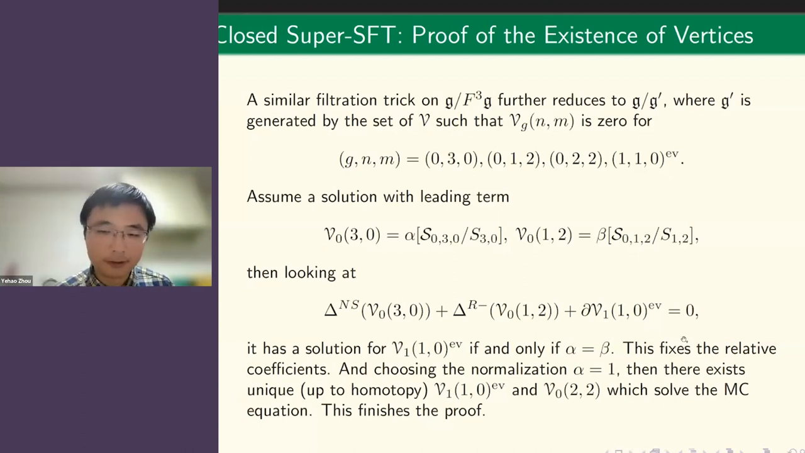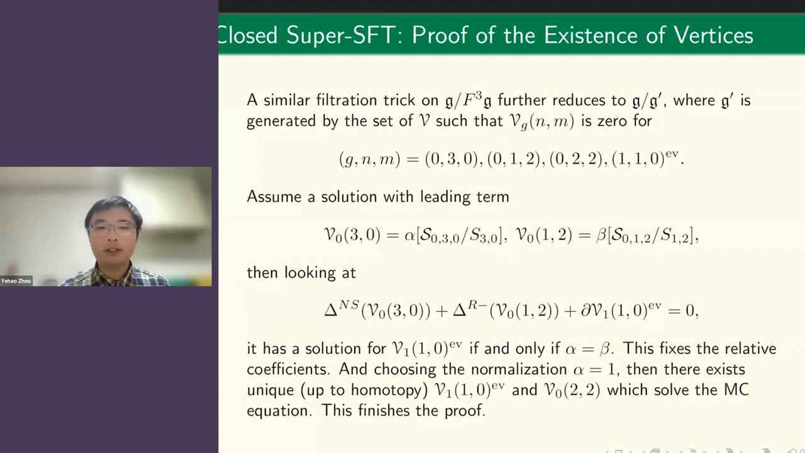So this fixes the relative coefficients, so that we simply take V_{0,3,0}, if we set this to be 1, then V_{0,1,2} also has coefficient 1. And you can also do the check for the other one, for the (0,2,2), and you show that if you take coefficient 1, 1, then there's a solution for the V_{0,2,2}, and this finishes the proof.